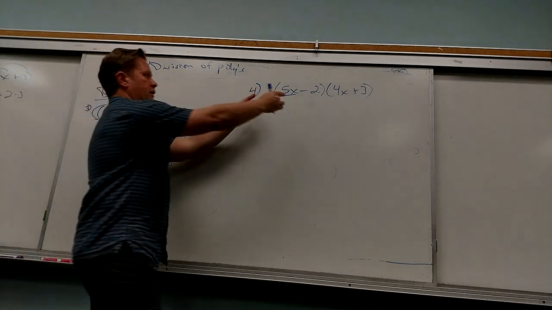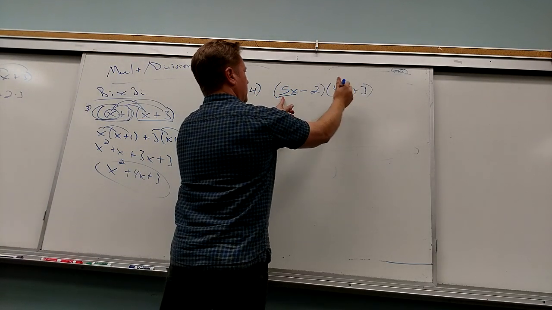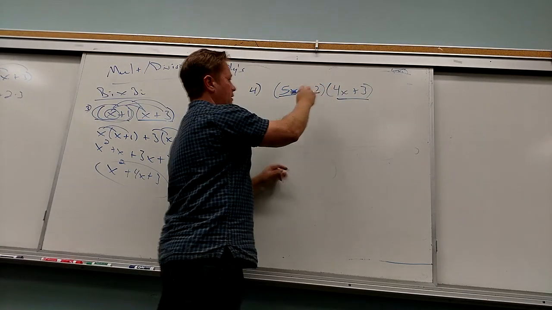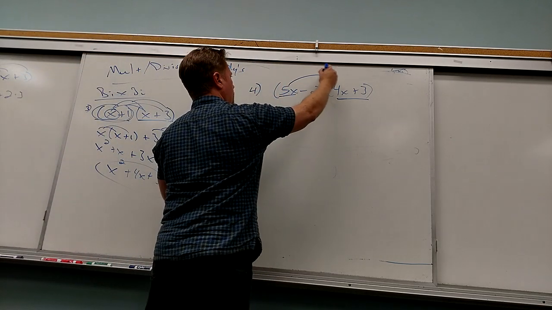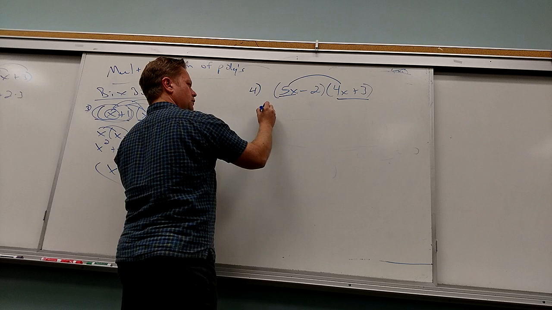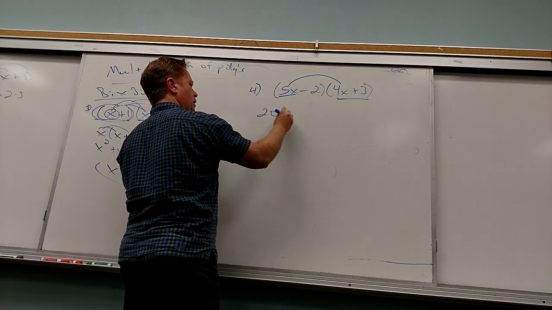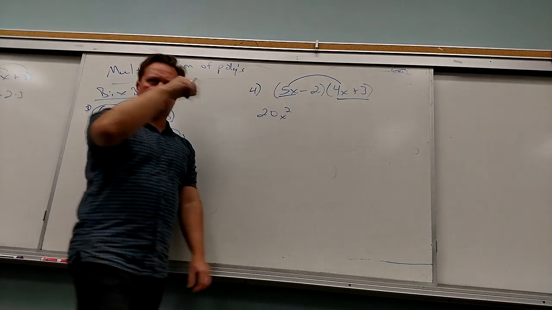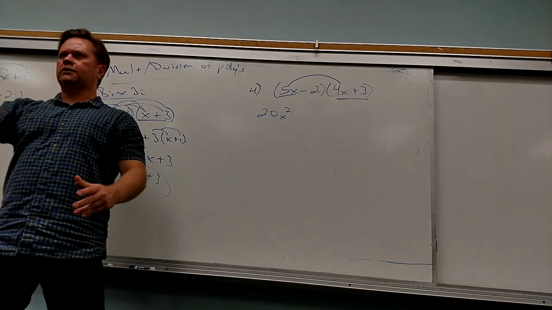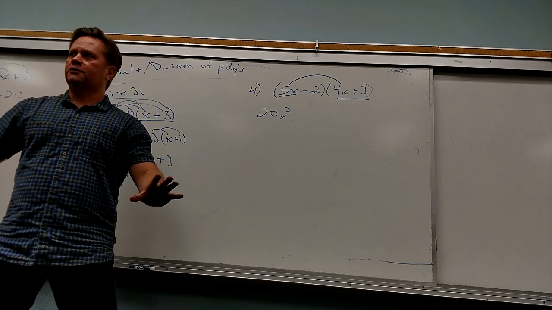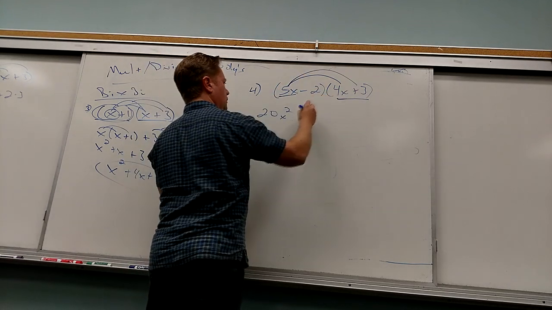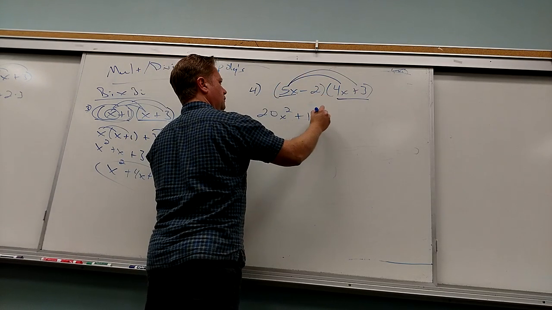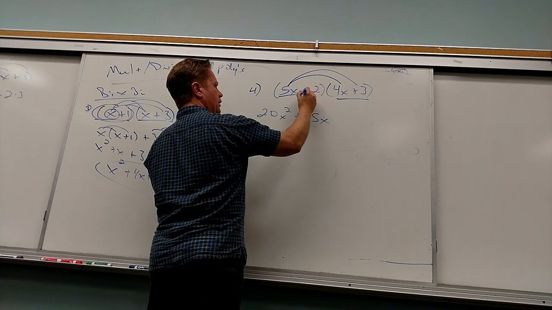What is the fundamental idea? I'm distributing something to these. How many things? 2. So they each get a turn. 5x gets a turn. 5x times 4x is 20x squared. Good. The square is the most forgotten thing, which makes the rest of it wrong. So you have to remember that. And then 5x goes to 3: 15x. And then the negative 2 gets a turn.